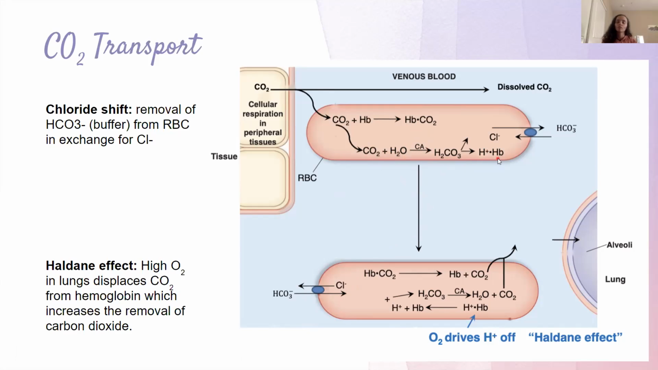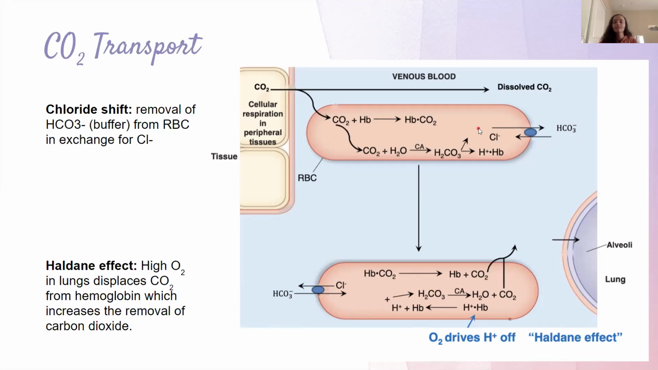And one other thing that will happen is we'll have this chloride shift where the HCO3 minus will diffuse out of the red blood cell, and in turn, one chloride molecule will come into the red blood cell, and I'll talk about in a second why that's advantageous, why we need the HCO3 minus to be outside in the plasma.